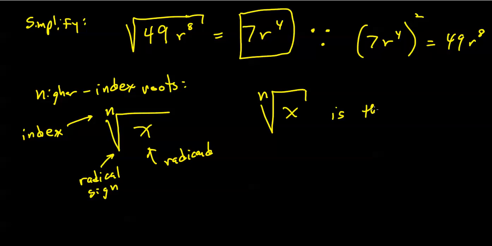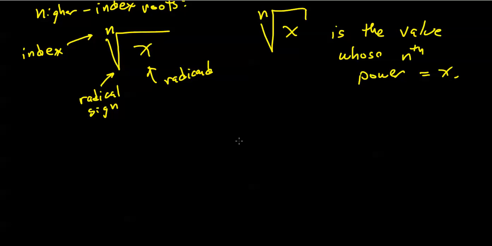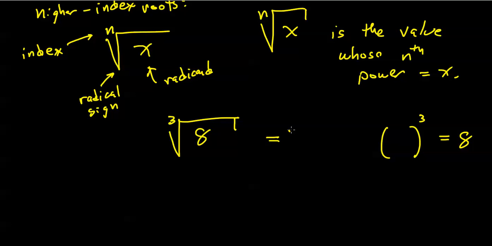This is the value or entity whose nth power equals x. Alright, somewhat similar to the square root case, but we're going to extend that to higher order indices. For example, the cube root of 8, or the third root of 8, is what? Well, I want the number that I raise to the third power to get 8, and of course that's 2. Right? The cube root of 8 is 2, because 2 to the third power equals 8.